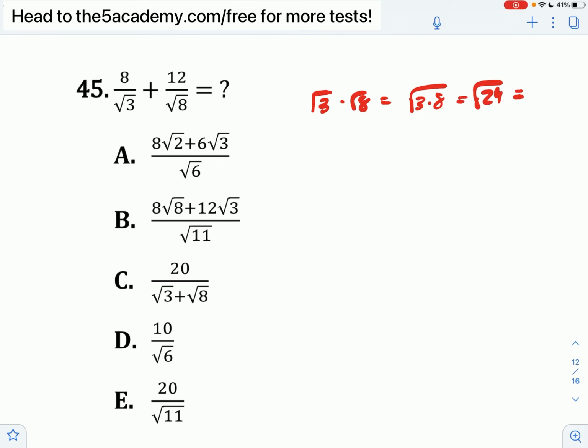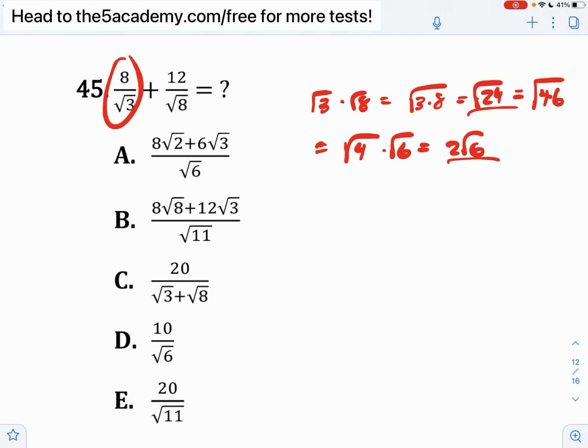You can actually simplify that to be square root of 4 times 6, which is the same thing as square root of 4 times square root of 6, which is 2 square root of 6. That's our common denominator. Either one of these, it's the same thing. Now in order to get a common denominator, I need to multiply this by a fraction. That fraction is going to be square root of 8 divided by square root of 8, and this one's going to be square root of 3 divided by square root of 3.